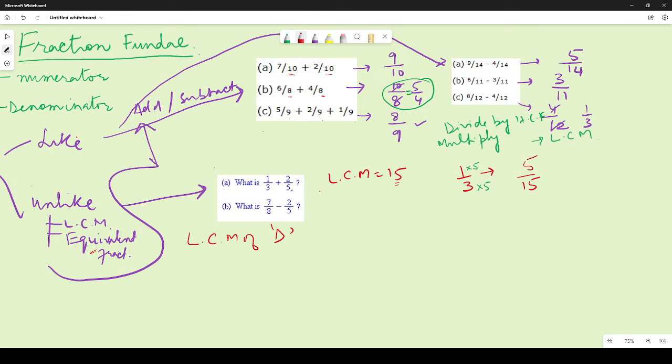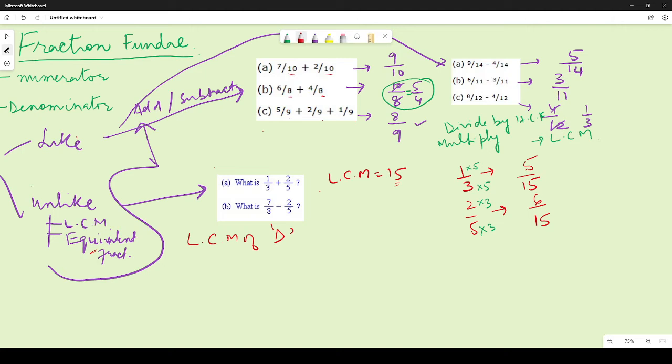Now what about 2 by 5? Let us see how 2 by 5 will change. We have to convert it into something by 15. Now this 5, to convert it into 15, what do you need to do? You need to multiply it by 3, right? So again the numerator will also be multiplied by 3. So this gives an equivalent fraction, which is 6 by 15. Now we have like fractions.